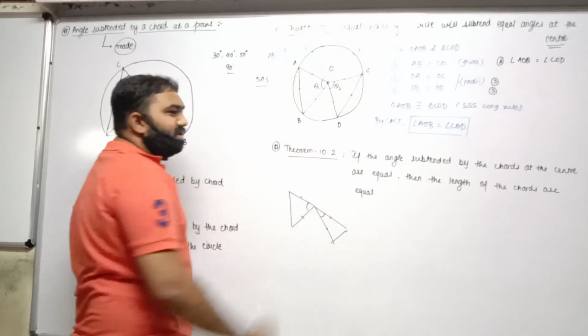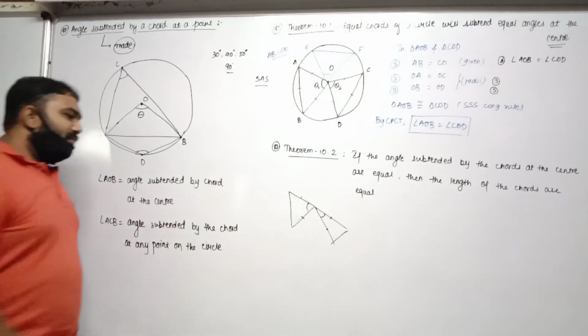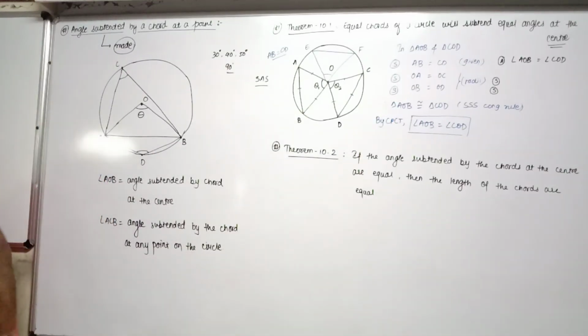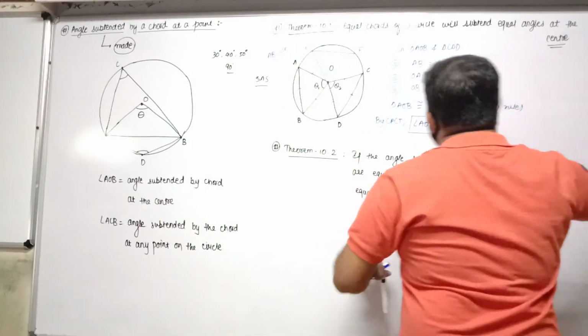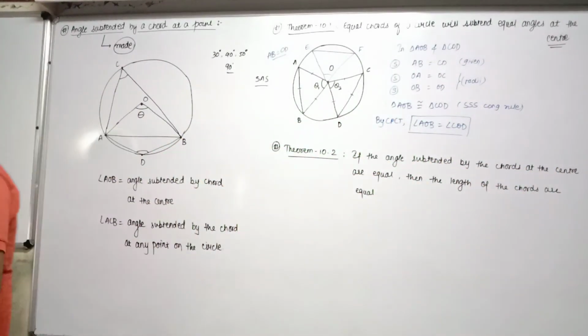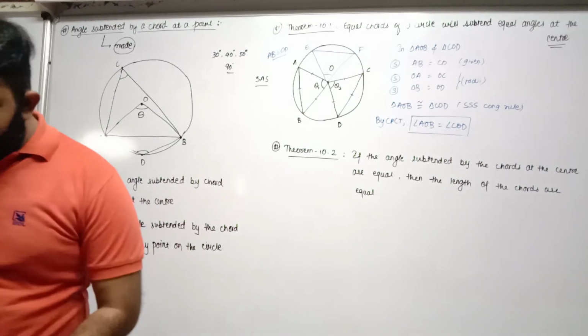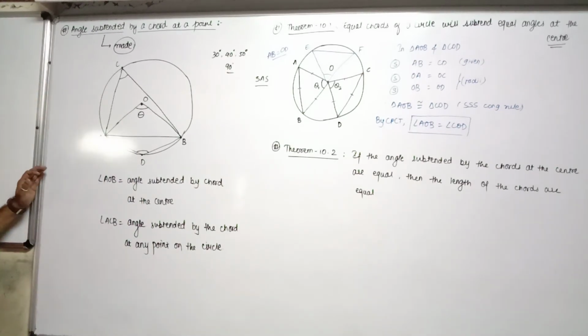That means AB and CD are also going to be equal, right? So we can prove it that way, but the proof is not necessary, so we are not going to write that down. Is the first and second theorem clear? Yes. Moving on to the next topic.